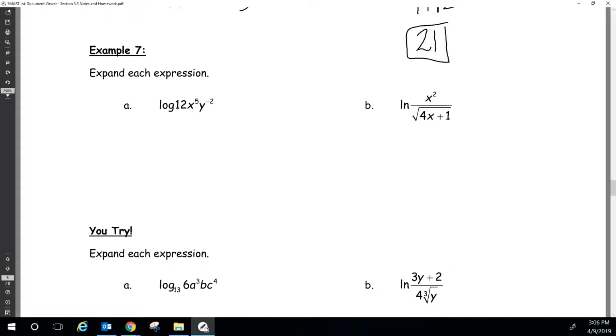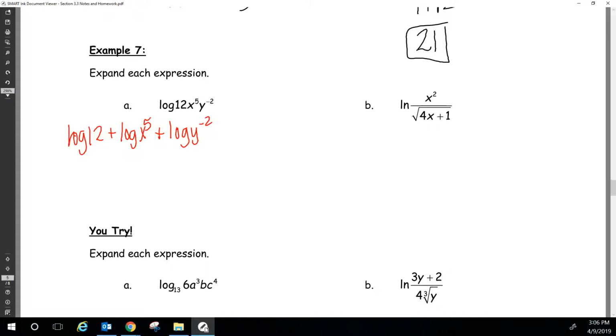So when I look at the argument of this expression, these guys are all multiplied together. So when I expand it, they're all going to be added. So I've got log 12 plus log x to the 5th plus log y to the negative 2. And that's because they're being multiplied together. I'm going to add them when I split them up.